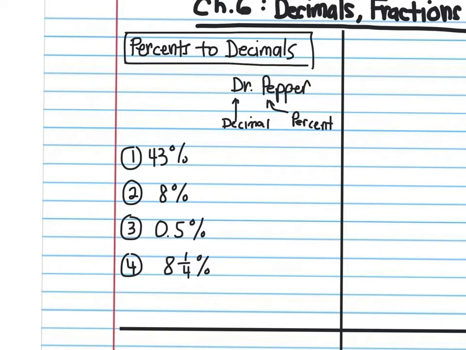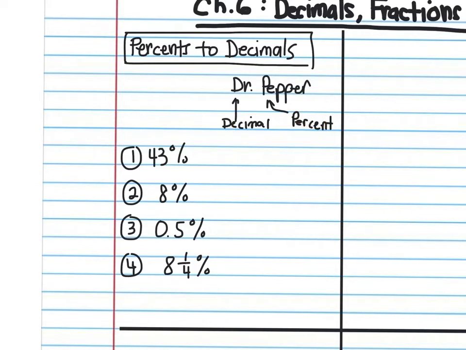So here, under percents to decimals, I've written this, Dr. Pepper, and you might be wondering why I did that. I tell kids this helps me remember which way to move the decimal point. So in case you ever forget, remember Dr. Pepper, and hopefully that'll remind you how to use this method. D here represents the decimal, and P is the percent.